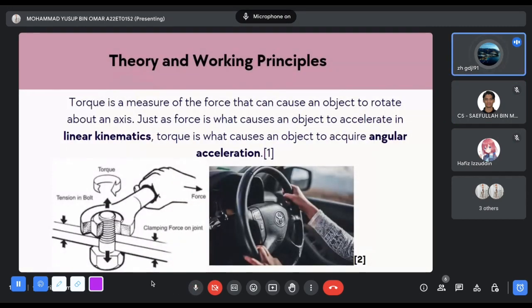Okay, so moving to the theory and working principle. Torque is a measure of a force that can cause an object to rotate about an axis. Just as force is what causes an object to accelerate in linear kinematics, torque is what causes an object to acquire angular accelerations. So in the two pictures below, if we apply torque, we can move the steering.